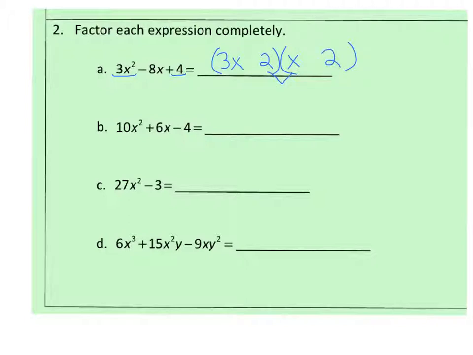And then my inside terms multiply to 2x, my outside terms multiply to 6x, and if those are both negative, that does add to negative 8x, and then negative 2 times negative 2 gives me positive 4.